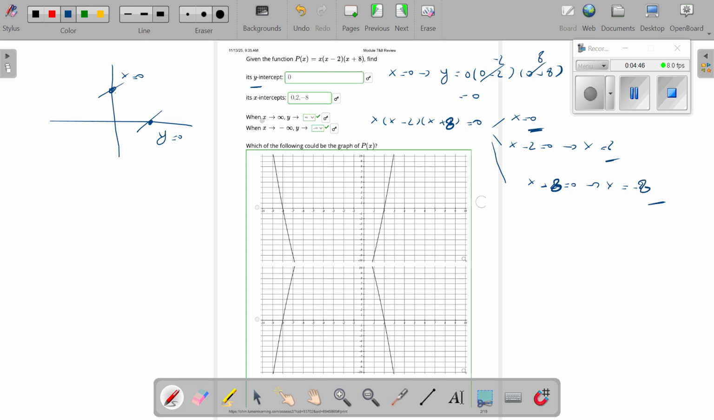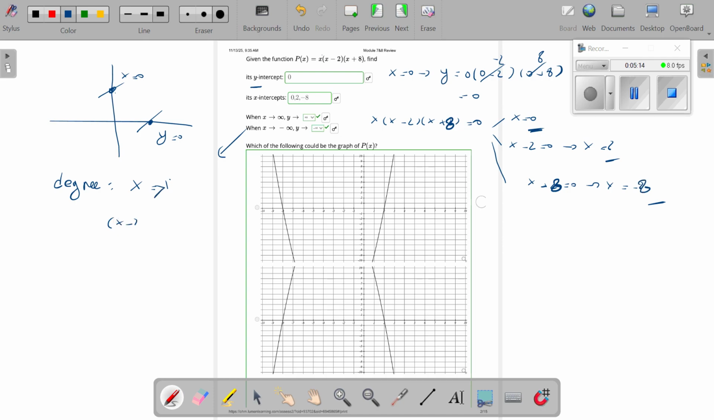Now, again, it's asking us for the end behavior of the function. To find the end behavior, you need to know the degree of the function. What is the degree of this function? If your function is in factored form, in order to find a degree, you need to find the degree of each factor and then add them all together. So degree of x is just 1.